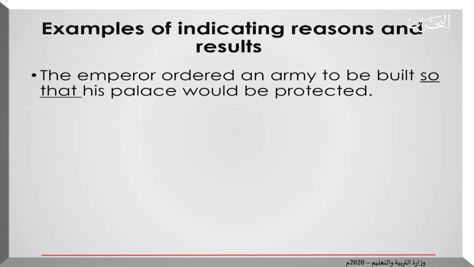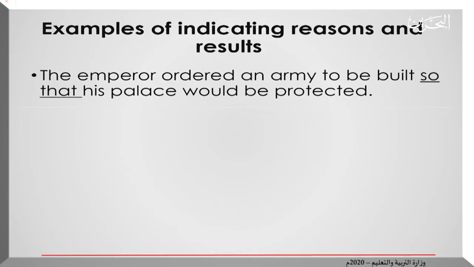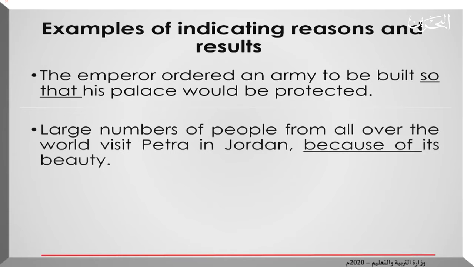This is the first example. The emperor ordered an army to be built so that his palace would be protected. Pay attention. The emperor ordered an army to be built. I could say here because instead of saying so that. It has the same meaning. Why is the reason that the emperor ordered an army to be built is because he wants his palace to be protected. So here I'm giving reason.